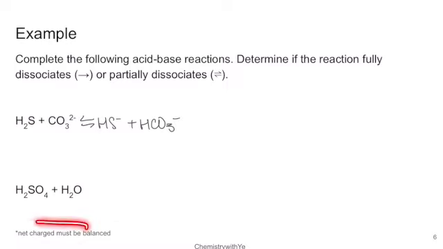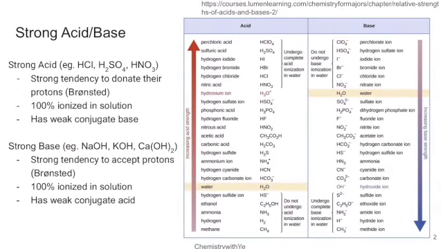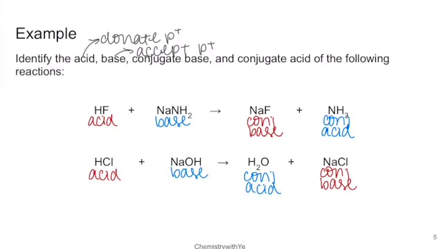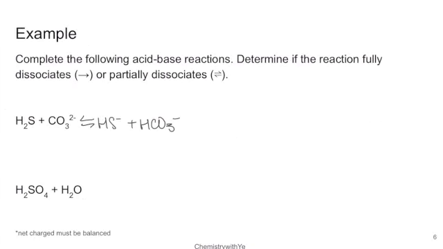And we must ensure that net charge is balanced, where the charge on the right-hand side matches the charge on the left-hand side. And we also know that a weak acid will not fully donate all its protons. And we can also verify this by looking at the strength of HS-. So it is a weak acid here, and it will not undergo ionization, meaning that the reaction will terminate here.